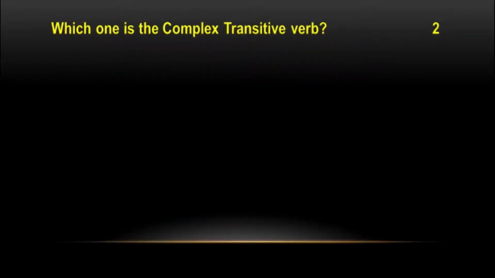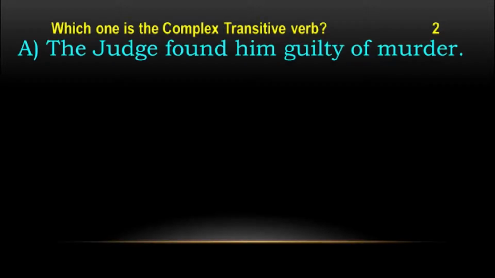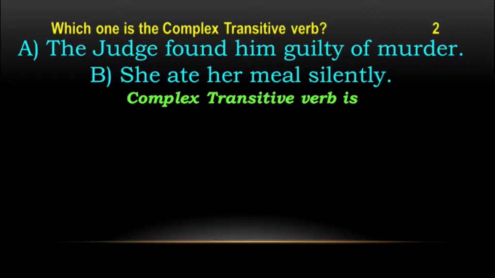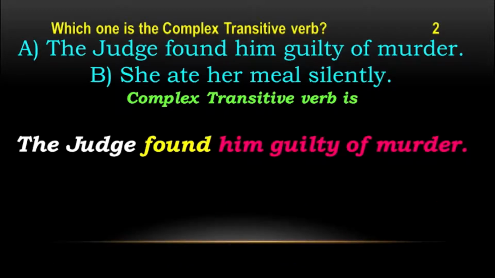The next one is there. Which one is the complex transitive verb? The judge found him guilty of murder. She ate her meal silently. The complex transitive verb is? Yes, the first one: the judge found him guilty of murder.